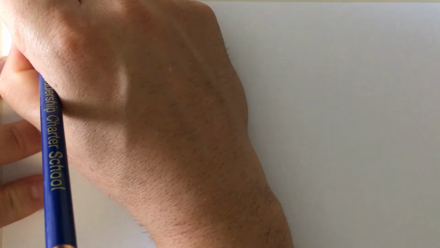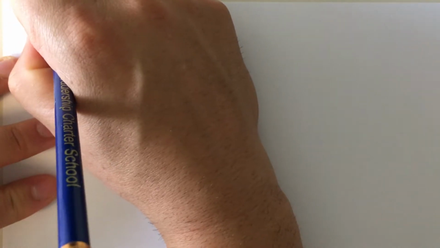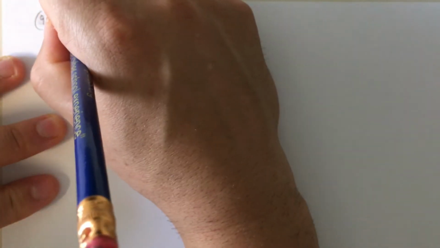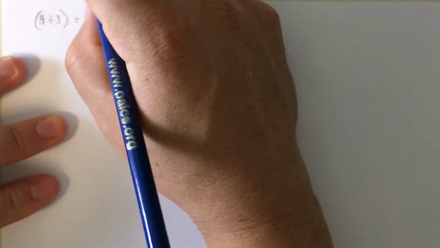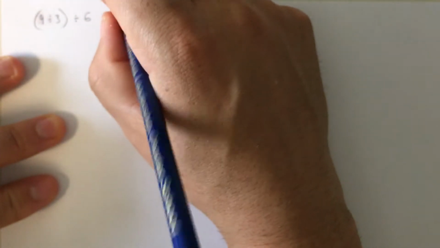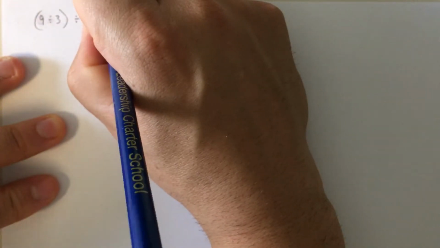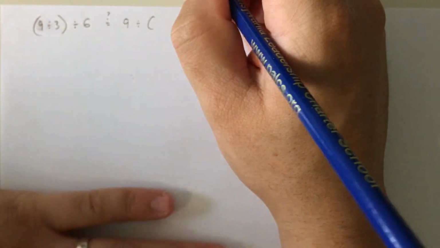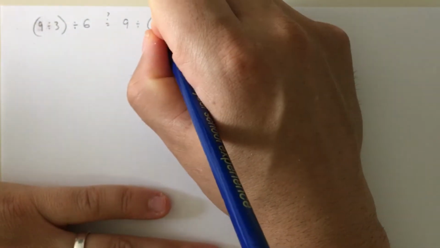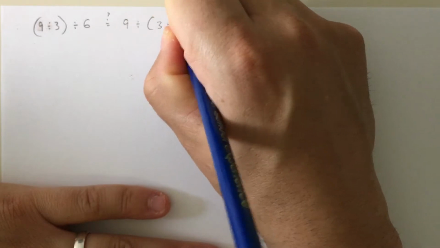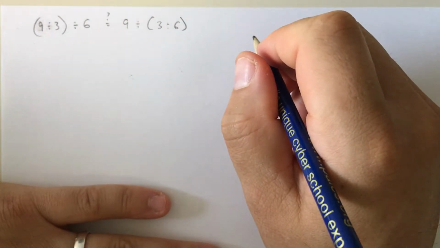Let's make this a little bit different. Let's do 9 divided by 3 divided by 6. And let's see if that's equal to 9 divided by 3 divided by 6. I'll put a question mark above the equal sign because we're trying to determine whether or not it's equal, so we're not sure.